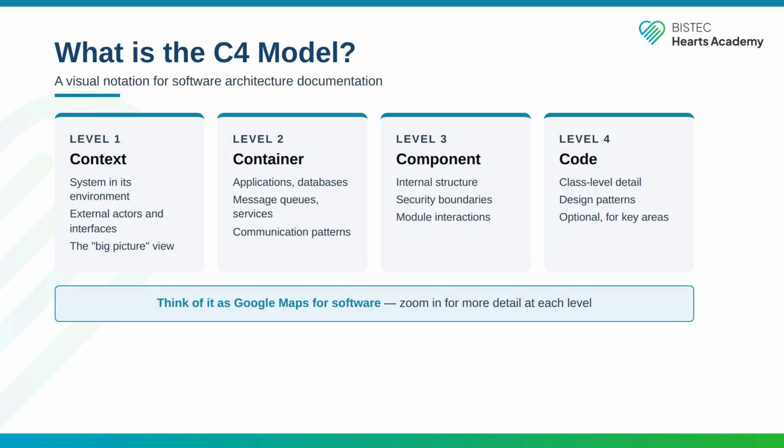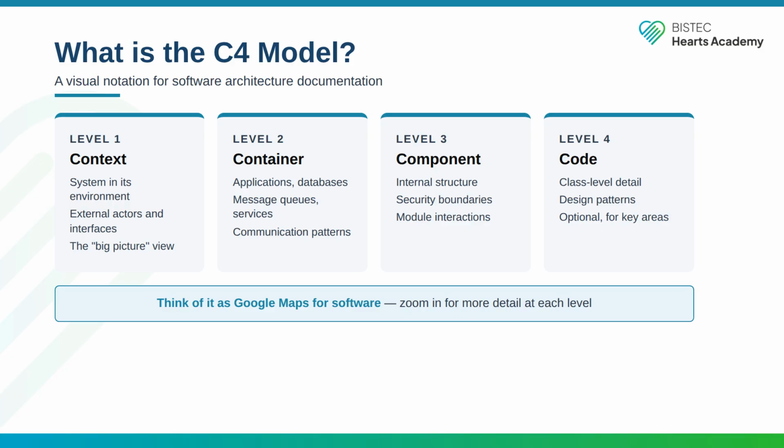C4 is the work of Simon Brown. It stands for context, container, component, code, 4 levels of zoom, like Google Maps for software. Level 1 is system context. This is the 10,000-foot view. Your system is one box in the center. Everything around it, users, external systems, regulators, are other boxes. The arrows show who talks to whom.